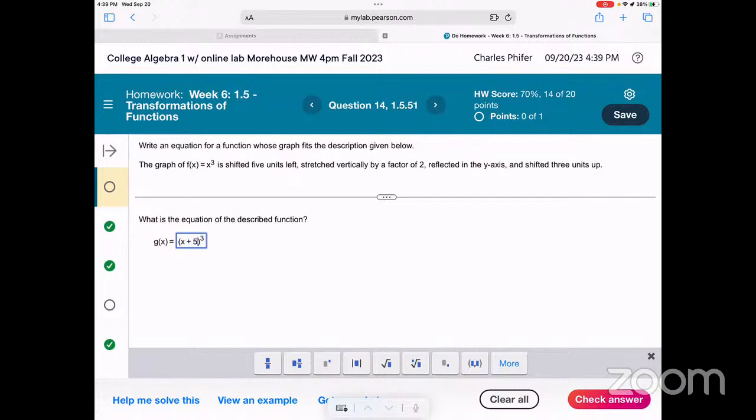So if it's vertical, that means we need to multiply the outside by 2. Flipped horizontally over the y. So I'm going to replace x with negative x, just like that. And then shifted 3 units up. So we're going to say plus 3. I think that's it.